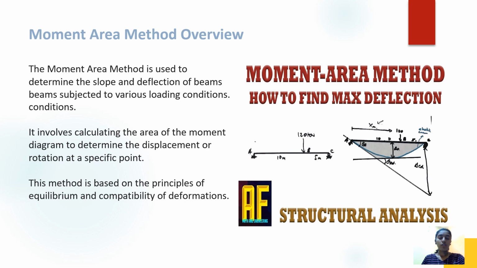Moment area method overview. The moment area method is used to determine the slope and deflection of beams subjected to various loading conditions. It involves calculating the area of the moment diagram to determine the displacement or rotation at a specific point. This method is based on the principles of equilibrium and compatibility of deformation.